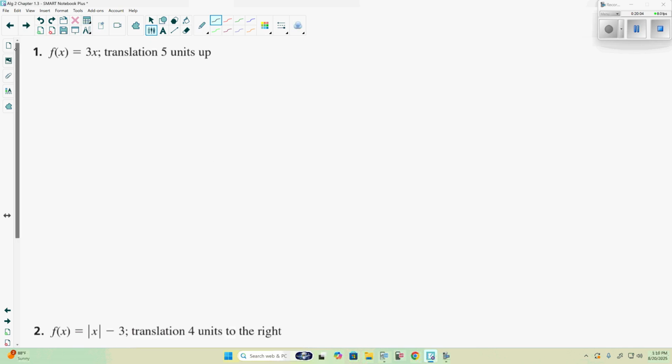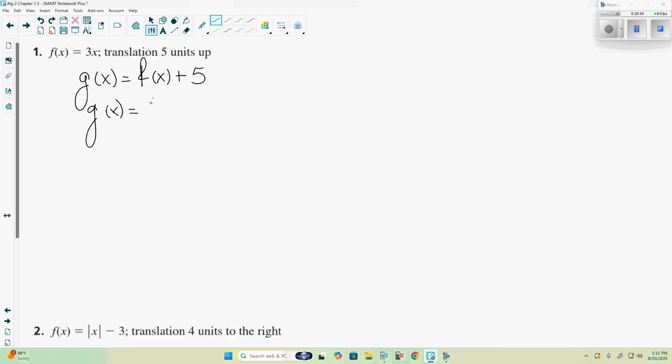f of x equals 3x. We want to make it a translation of 5 units up. We'll call it g of x. It really doesn't matter. This would be our f of x plus k. Well, k is what? 5 up, yes? So we could say plus 5.